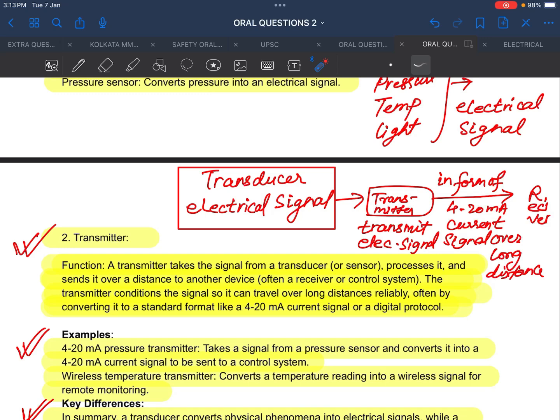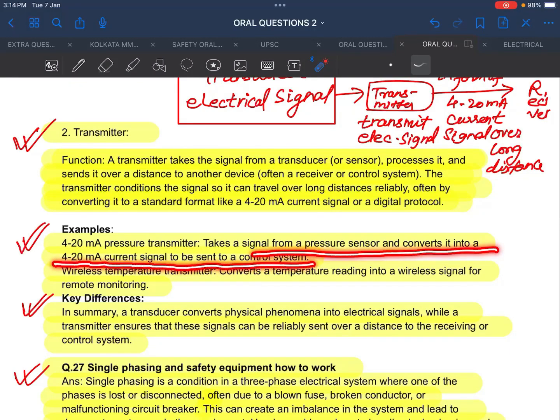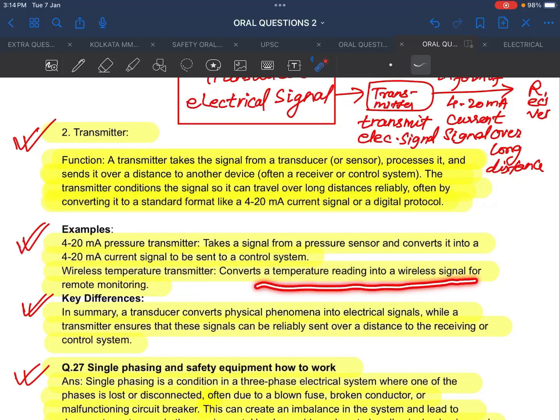Now you can understand. For example, a 4 to 20 milliampere pressure transmitter takes a signal from a pressure sensor and converts it into a 4 to 20 milliampere current signal to be sent over to the control system. This is the example. Likewise, a wireless temperature transmitter converts a temperature reading into a wireless signal for remote monitoring.